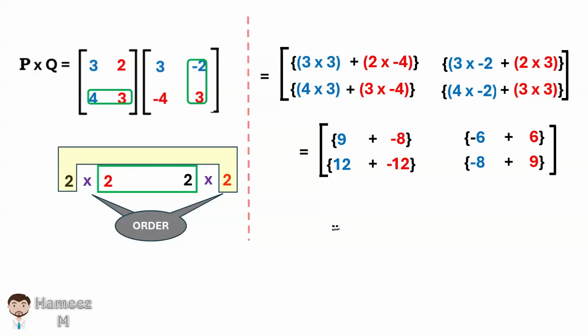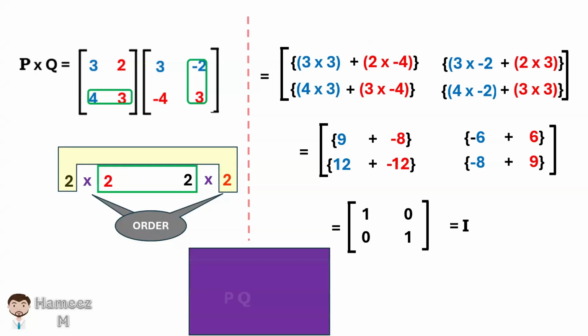So 9 minus 8 is going to give us 1. -6 plus 6 is 0. 12 minus 12 is 0. And -8 plus 9 is 1. So 1, 0, 0, 1, that is the identity. So what it says is, if we have two matrices P times Q, and it's equal to the identity, then one of those matrices is the inverse of the other one. So P is equal to Q inverse.